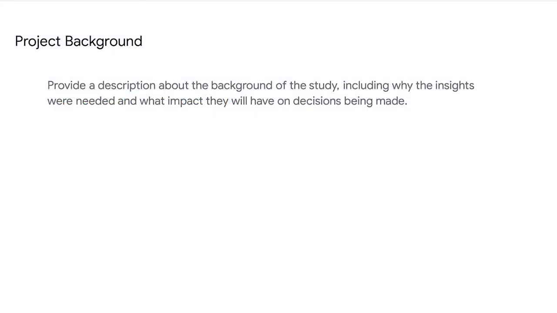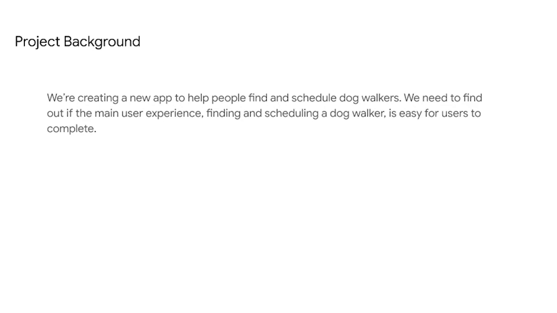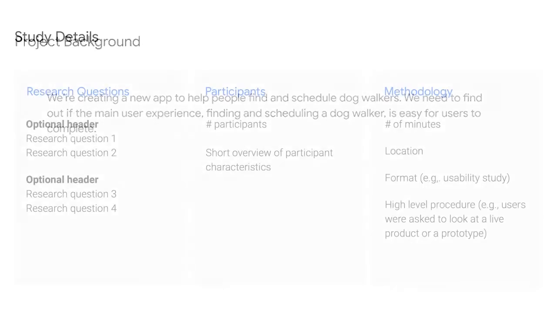The project background explains what led you to conduct this research, including why the insights were needed and what impact they will have on decisions being made. For our project background, I'll write, we're creating a new app to help people find and schedule dog walkers. We need to find out if the main user experience, finding and scheduling a dog walker, is easy for users to complete. Next up, study details.